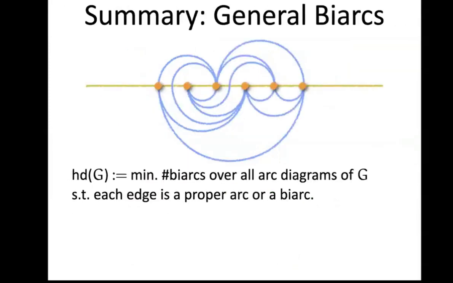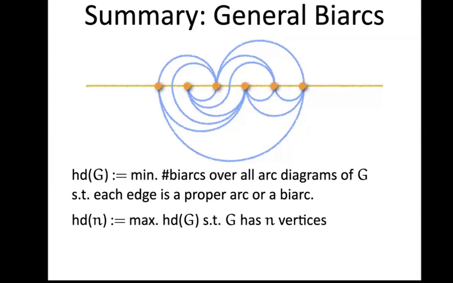So just to summarize the state of affairs with respect to general biarcs and how many of them are needed to represent a planar graph in such an arc diagram, we can define this Hamiltonicity defect as a parameter. The Hamiltonicity defect of a graph G is just the minimum number of biarcs that we can use, where we minimize over all possible arc diagrams, where we are only allowed to use proper arcs or biarcs. And then we can define this in terms of n, right? That's just the worst graph on n vertices.